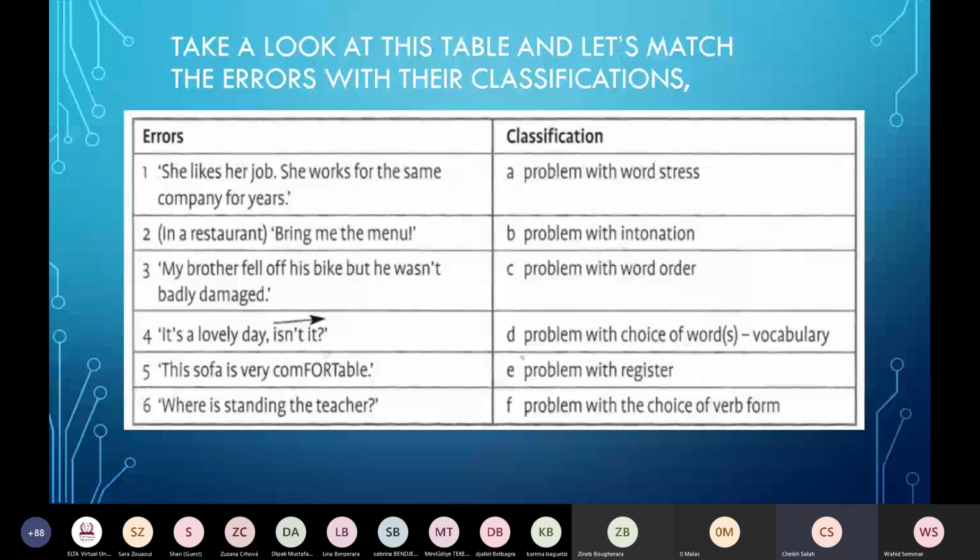So what about where the teacher is standing? It's of course the word order. Absolutely, it's word order.